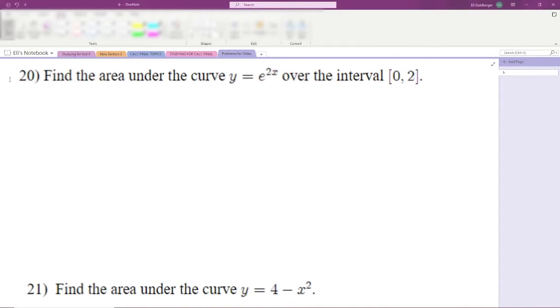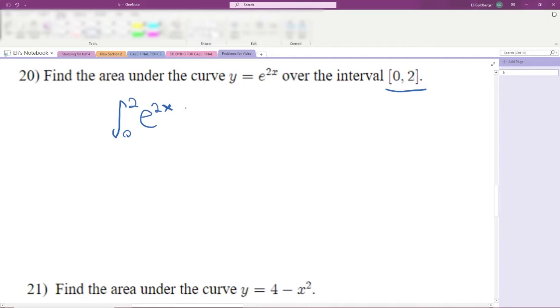Okay, so for question 20, it asks us to find the area under the curve y equals e to the 2x over the interval 0 to 2. So what we're going to have to do is write an integral starting from 0 ending at 2 of e to the 2x.